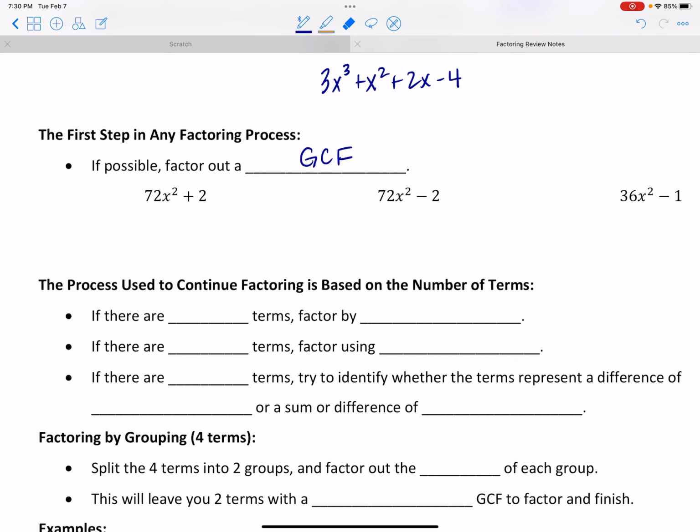So for example, with the 72x squared plus 2 here, we're looking for something that goes into both of those terms. So in this case, they're both divisible by 2.